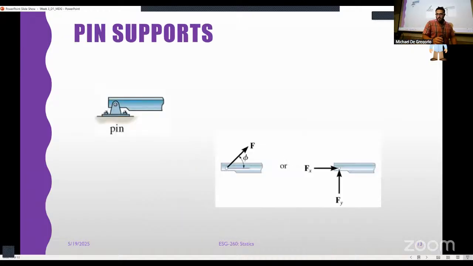Here's a pin support. Okay? Great. So what is a pin designed to do? Well, if I pin something, it's like this. Can this move left or right?